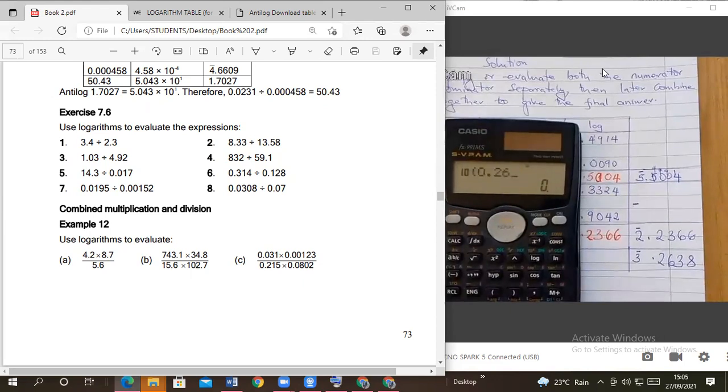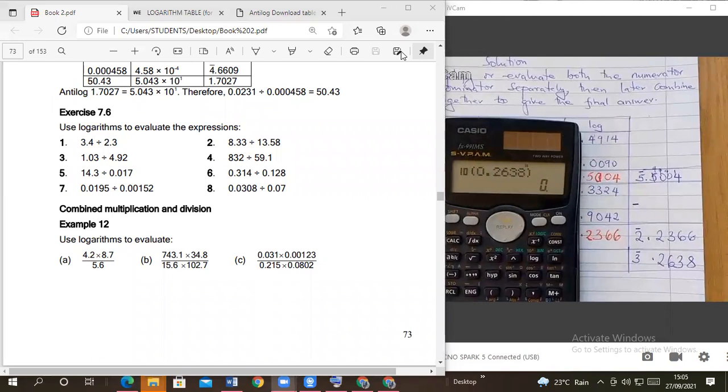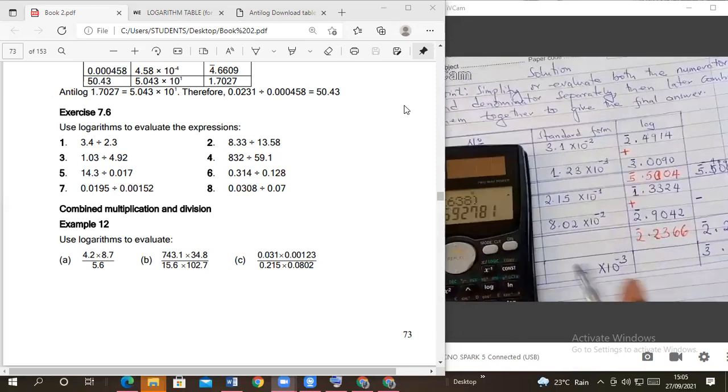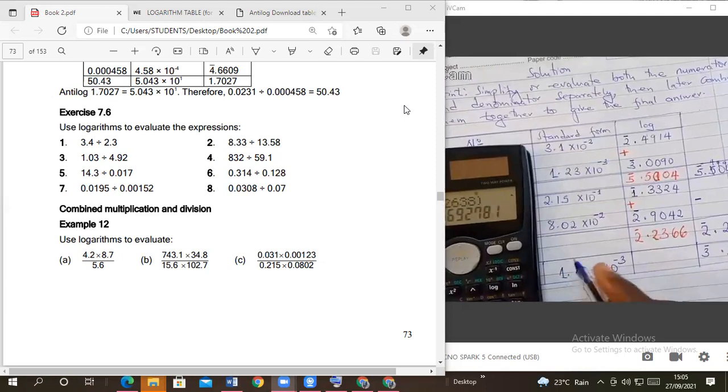2.38. 6, 3, 8. What do you get? 1.836. Supposed to be 6, right? Yes.